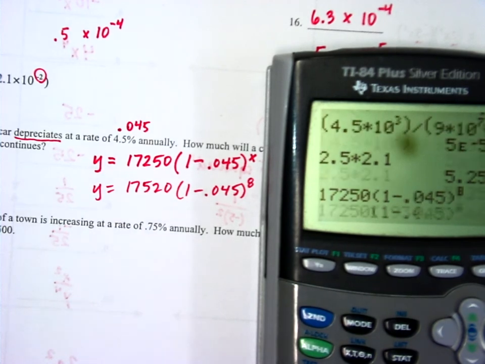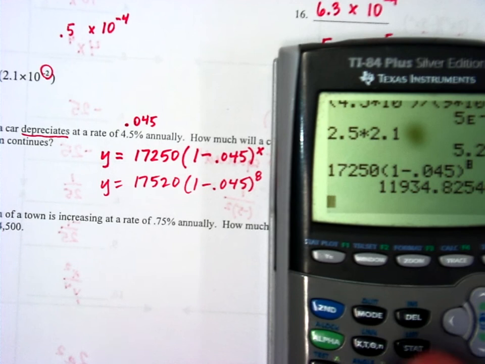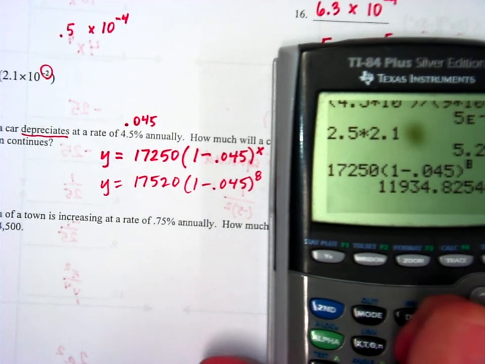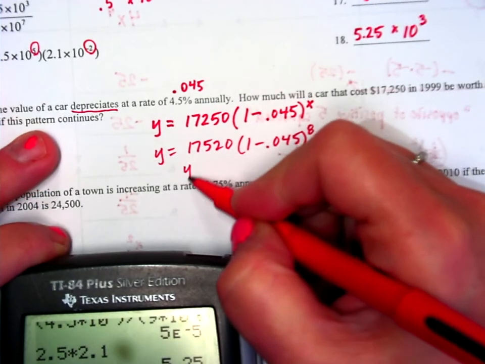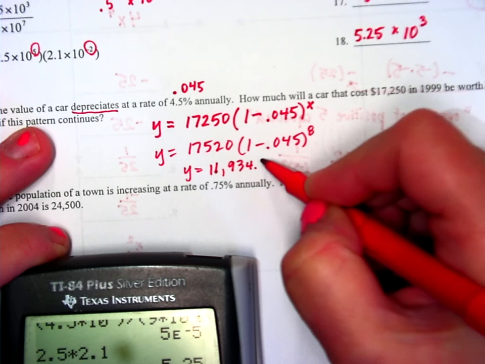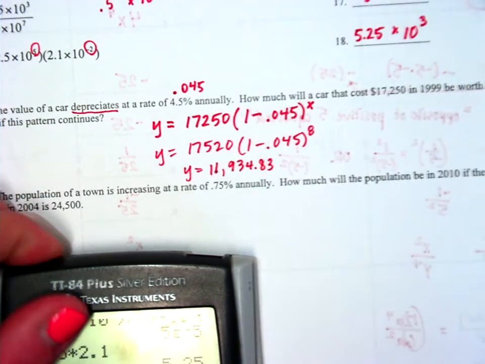Looks like that car will cost, that does not seem right. Let's write that down. Y equals 11,934.83. I'll have to double check that.